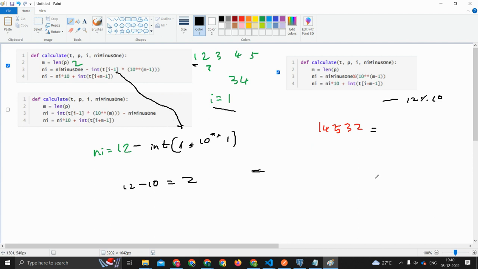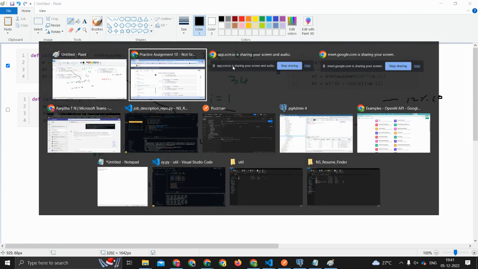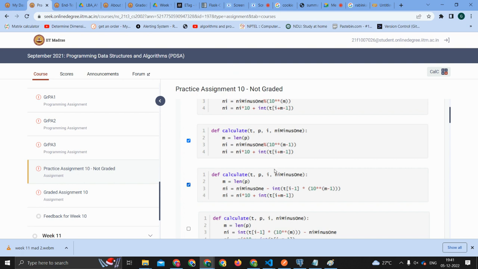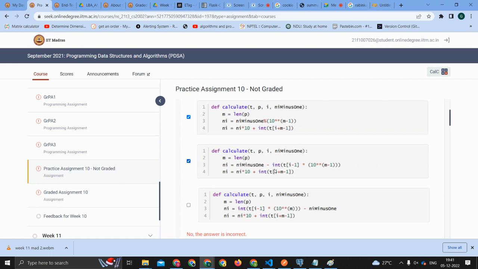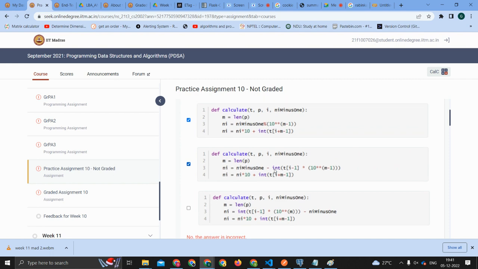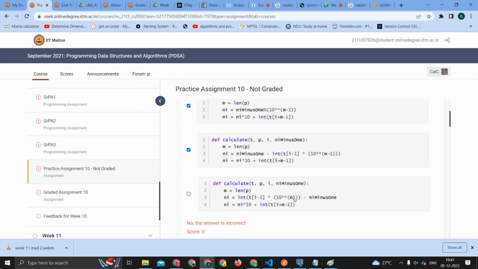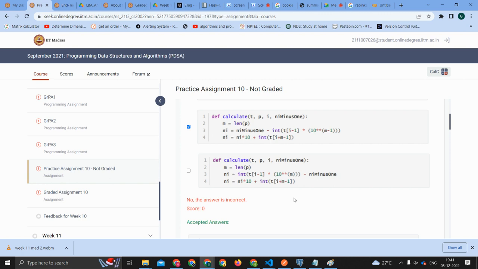Should I continue explaining this, or shall we move further? We'll move to the next question, sir. So this is also fine, I think, right? Nothing else here, the rest of the things also. So why is the last option wrong? Because again the same thing, 10 power m will give us only 100, it won't be correct.